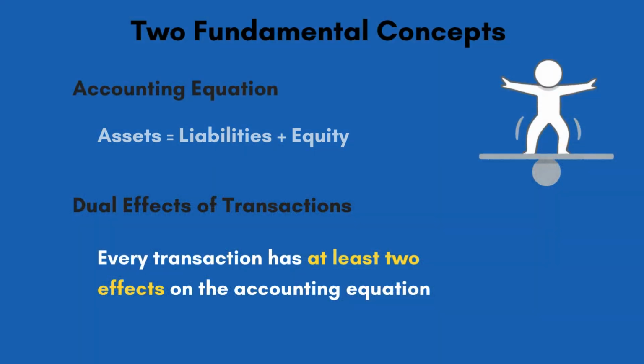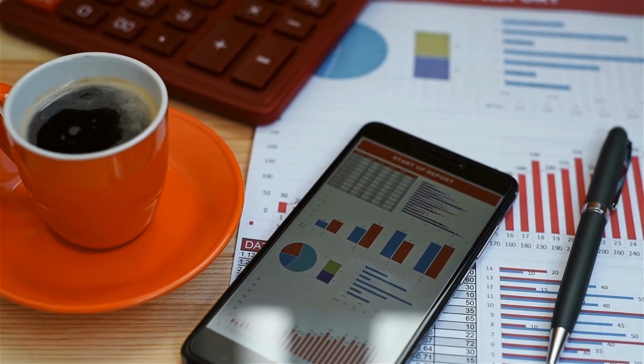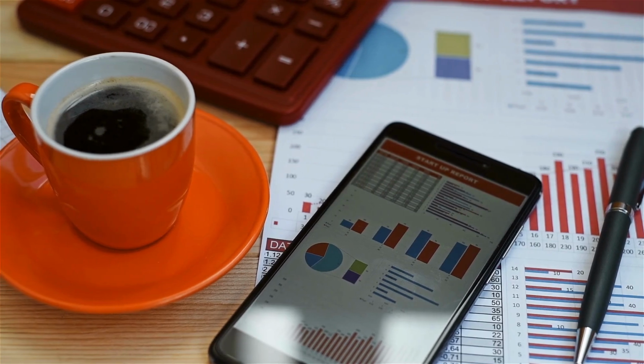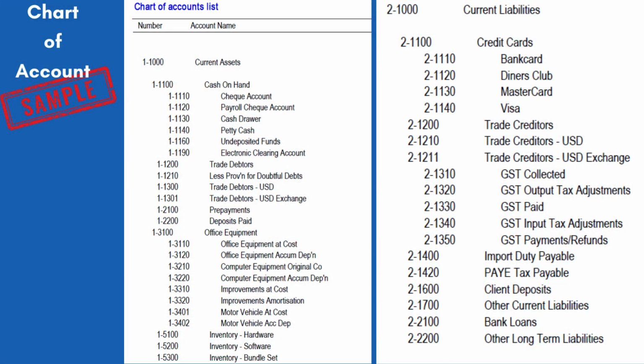Now, when I say two accounts, I'm not just referring to the three main categories: assets, liabilities, and equity. I'm also talking about the numerous sub-accounts within these categories. For example, check out this chart of accounts from a demo company. Under current assets, we've got cash on hand, trade debtors, and prepayments. Under office equipment, there's office equipment, computer equipment, and motor vehicles. And under current liabilities, we have trade creditors, tax payables, and bank loans.